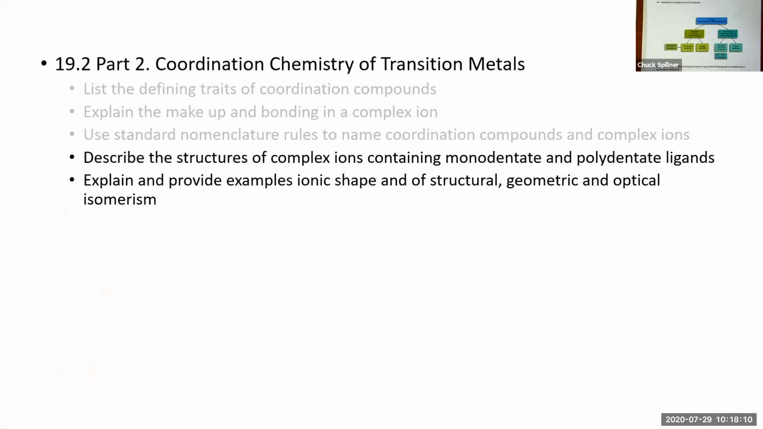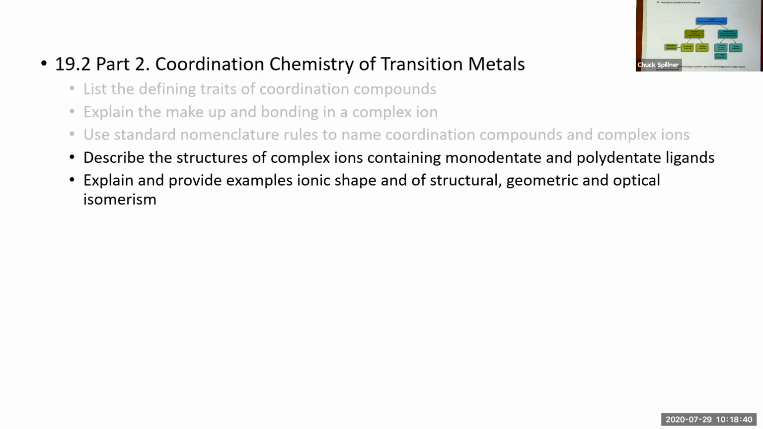Previously in part one, we looked at what makes a coordination compound and the kind of bonding that occurs in the complex ion. We call that coordinate covalent bonding. We said the complex ion is made up of a ligand and a transition metal ion. We also talked about how we name those and how we write the formulas. So in the worksheet, we'll be practicing that also.